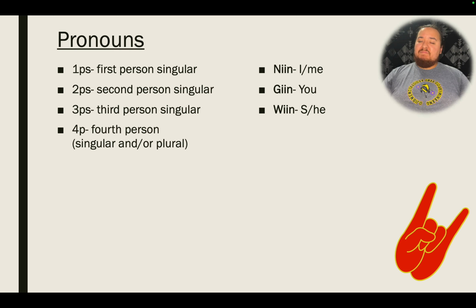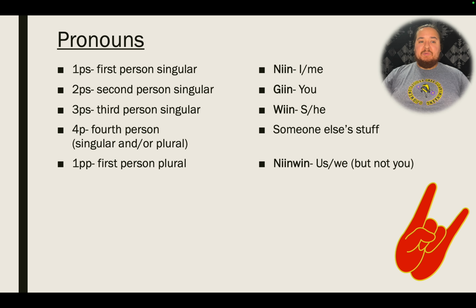Fourth person, singular or plural, is 4P. And that's someone else's stuff. So that's third person's objects. 1PP is first person plural. In Ojibwe, that's ninwin. And that's the us or the we, but not you. So we're excluding you. Hence why it's called the we exclusive.